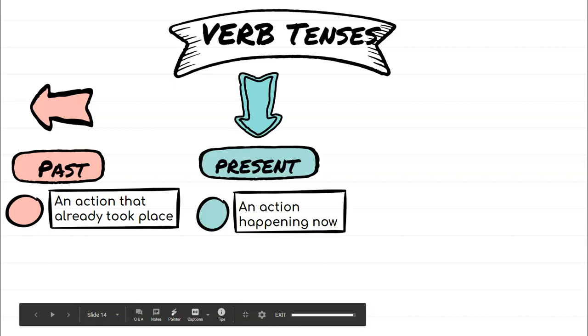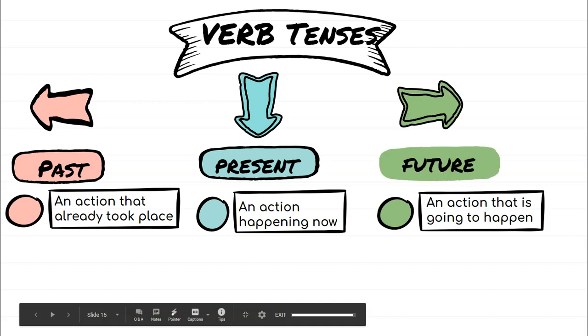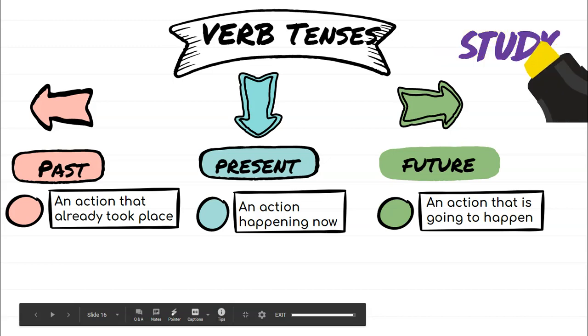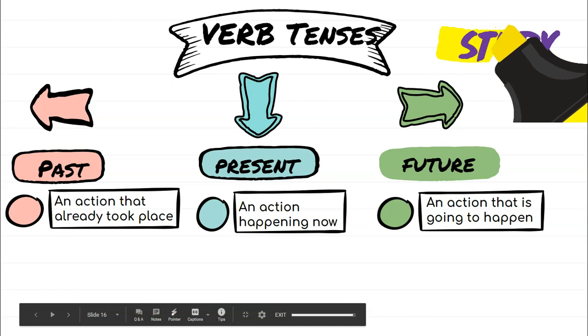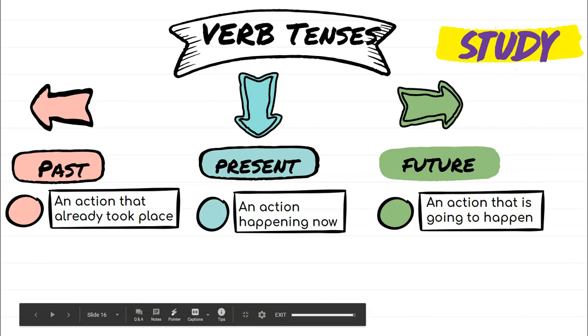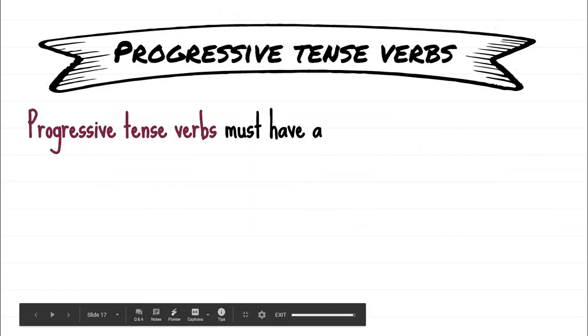We have the present tense. We know it's a verb or an action happening now at this present time. And then to the right, we have the future, an action that is going to happen. So if you could draw a little diagram, it doesn't need to look exactly the same as mine. Good. All right. Today we're focusing on progressive tense verbs.